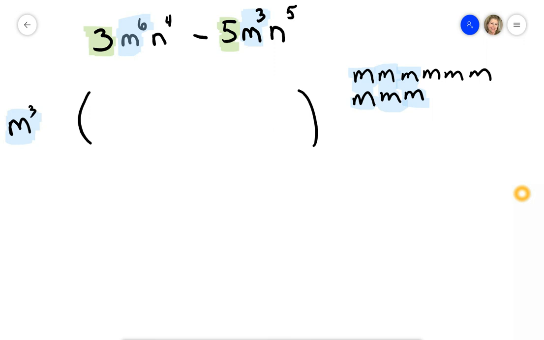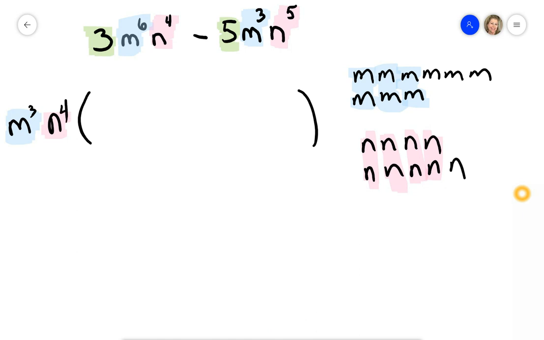Then I'll move on to my n's. I've got an n to the 4th and an n to the 5th. And so the greatest thing they have in common, remember, n to the 4th is n times n times n times n, and n to the 5th is n times n times n times n times n. So they have 1, 2, 3, 4 n's in common, or n to the 4th.